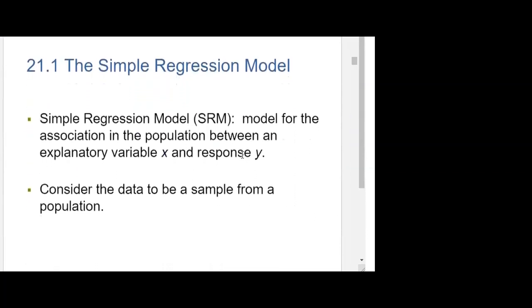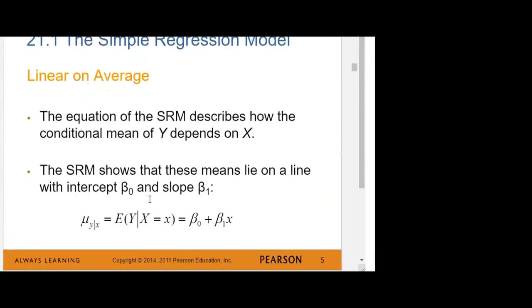So to create that model, or SRM, or simple regression model, for the association in the population between an explanatory variable and response variable, we're creating that regression model. So we learned that this is a linear relation on average. And what that means is that the relation may not appear to be perfectly linear, but on average, it is a linear relationship.